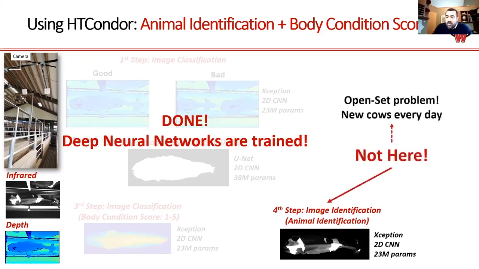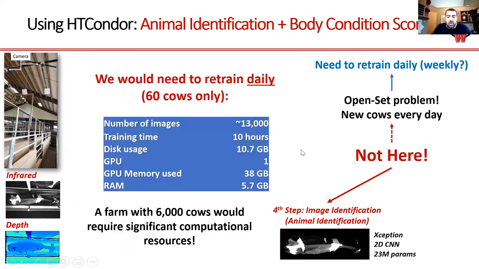We have new animals coming into the farm every day, new animals coming into the milking system. And this is an open set problem. So we need to retrain daily or maybe weekly, so I have a classifier with the new cows that are coming. To do this, we would need approximately 10 hours using one GPU based on what we're doing now.